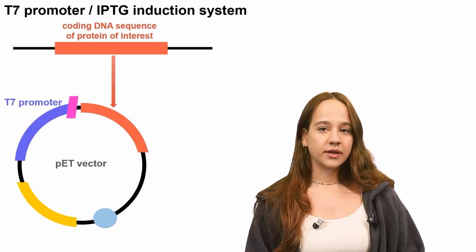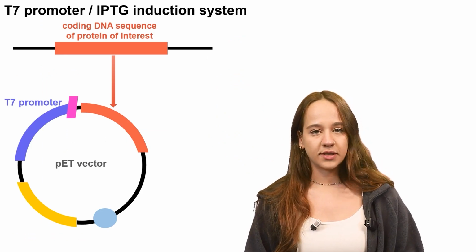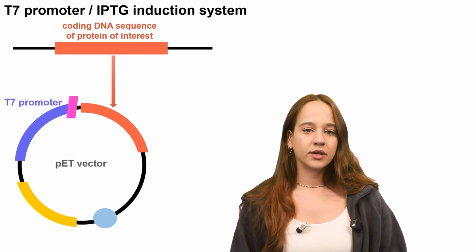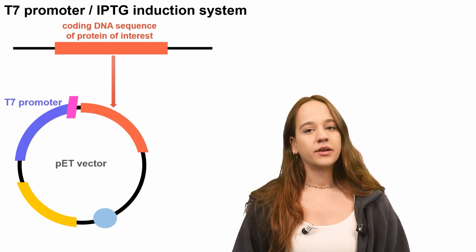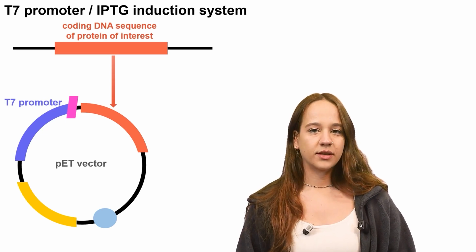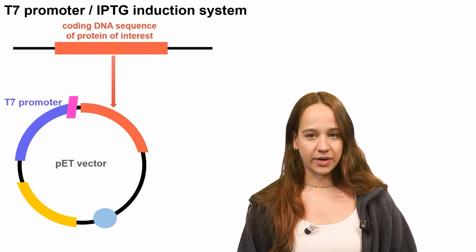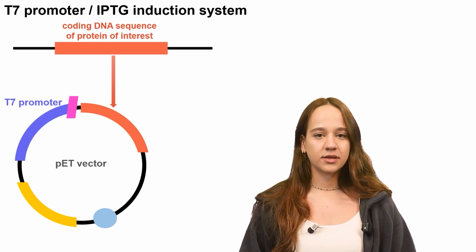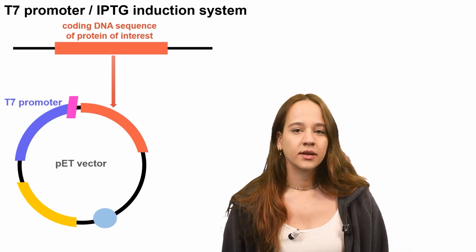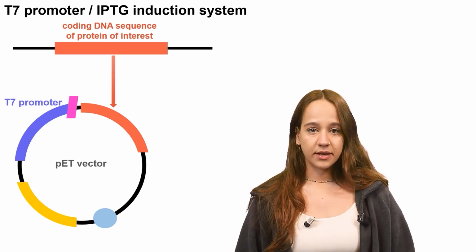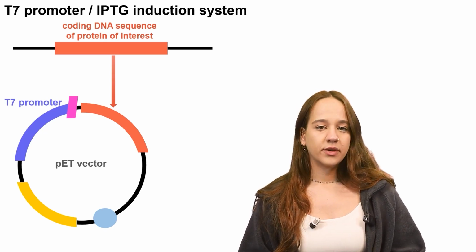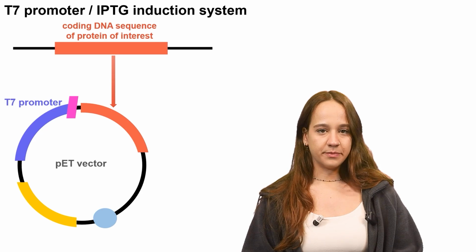When bacterial cells have to express a foreign protein, this may be stressful or even toxic for them. To avoid stressing them, which may impair their proper growth, one uses an induction system so that the protein of interest is only expressed when a sufficient amount of cells has been grown in unstressful conditions. The most classical system used for protein expression in E. coli is the T7 promoter IPTG system.